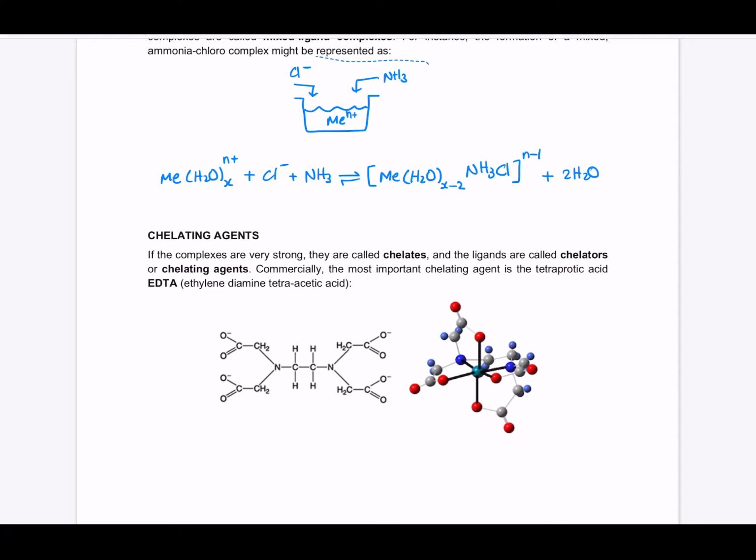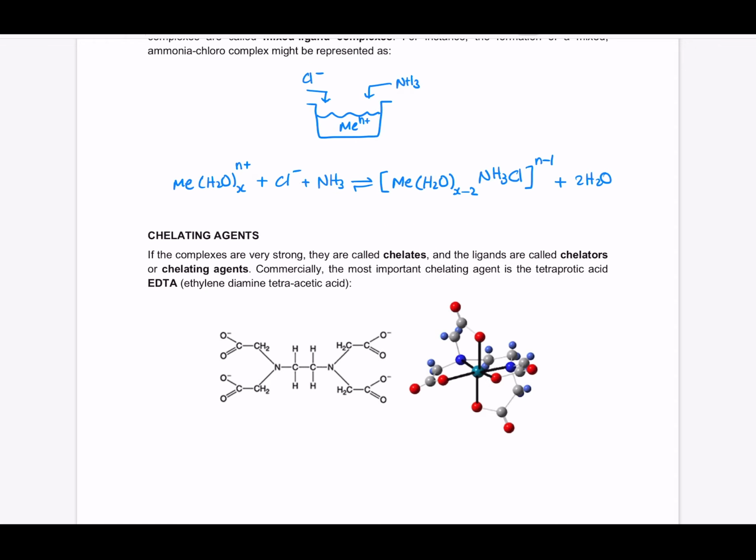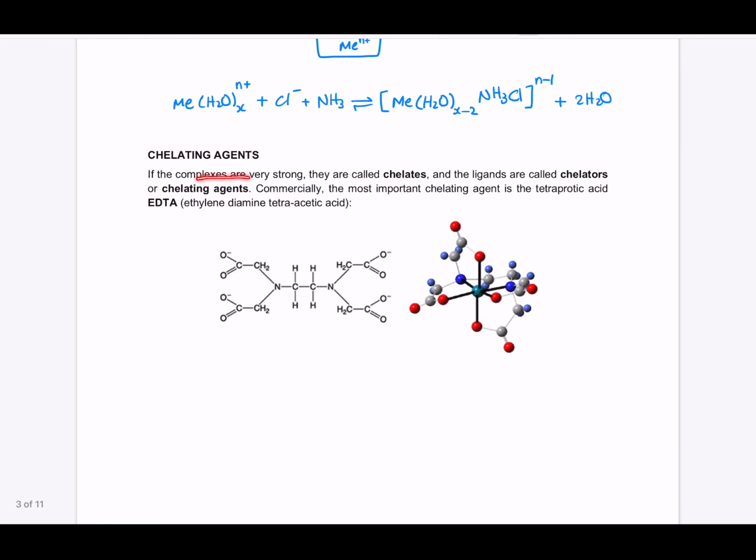The other important topic when it comes to complexation with other ligands is basically the chelating agent. If the complexes are very strong, they're called chelates. So the complex itself is called a chelate. The ligand is called a chelator or chelating agent. The most commonly known chelating agent is EDTA. This is the EDTA.